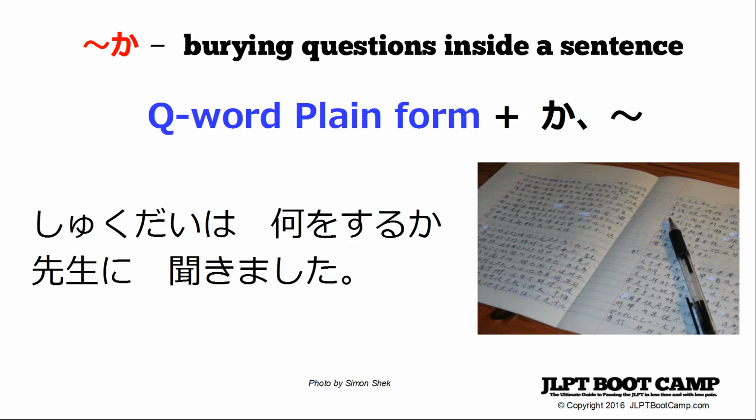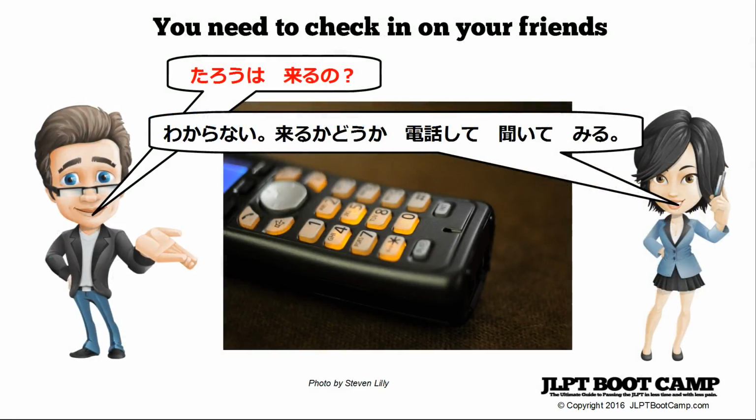And there's one other variation to this, that's kadouka. So let's continue on with our story here. You need to check in on your friends. So again, you ask your Japanese friend, "Taru wa kuru no?" And she responds, "Wakaranai. Kuru kadouka denwa shite kite miru."